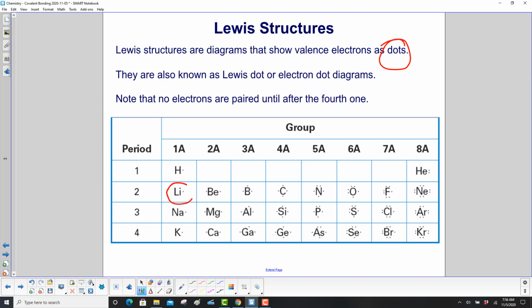So let's just see: lithium 1 electron, beryllium 2, boron 3, carbon 4. Notice they're not paired up. And then you get over here to nitrogen and you start pairing up the electrons. Then oxygen has 2 pairs there.